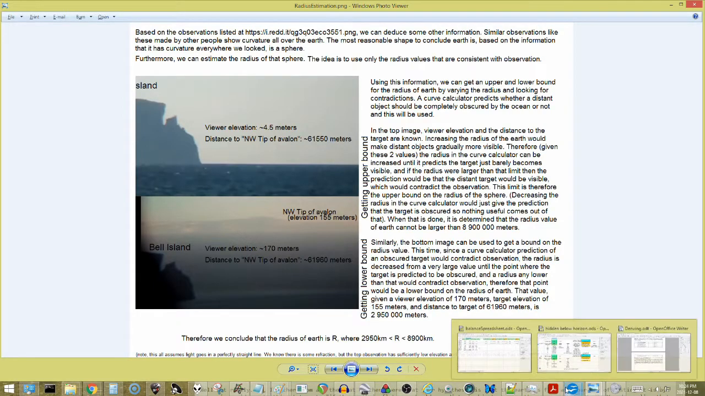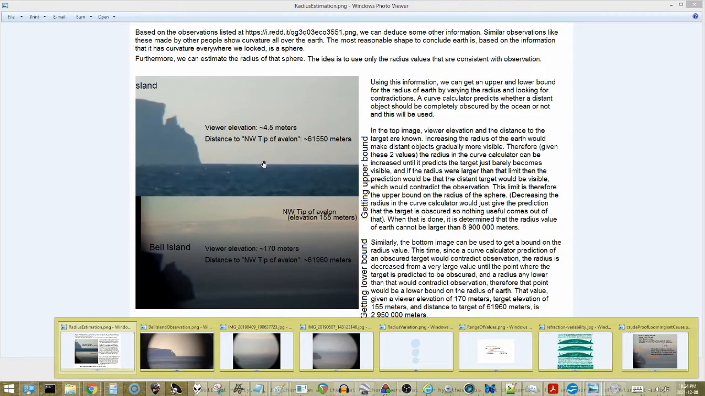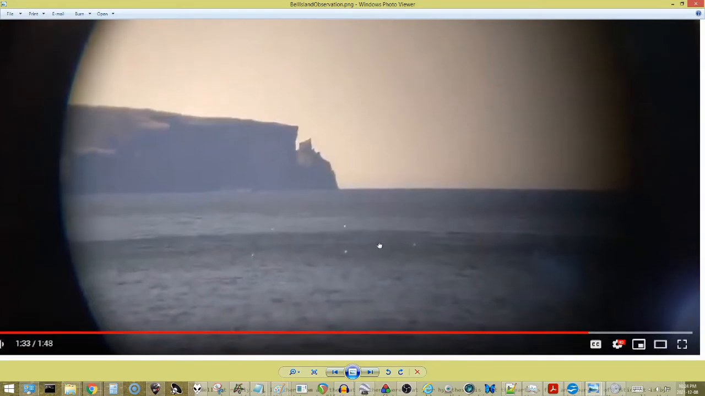Now here are the observations. There's one pair of observations. Here's from the low elevation, so you can clearly see there is an island in this direction, but all you see is sky. Then of course you've got to repeat your observation, so I repeated it on a different day, and again all you see here is sky. There's no landmass here. That's from the low observations.